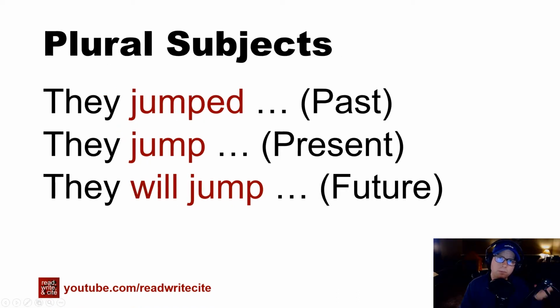Now if we make it plural, you're going to see that there's some similarities and some differences. They, now it's a plural subject. They jumped, that'd be past tense. They jump, which does not have an S on the end for present tense because now it's plural, or they will jump because it's future tense.